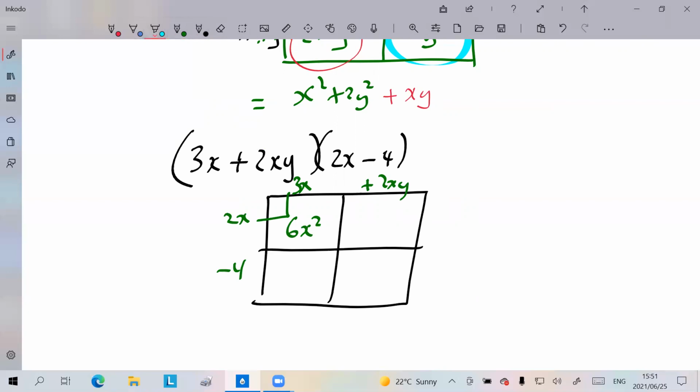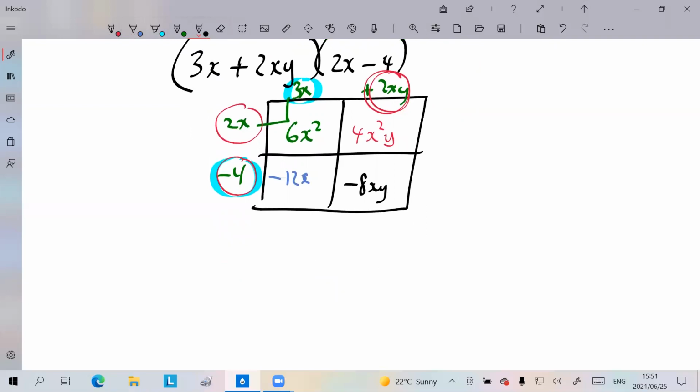3x times -4 is negative 12x. Then you're multiplying 2xy times 2x. 2 times 2 is 4. X times x is x squared because 1 plus 1 is 2. There's nothing to go with the y, so it's just y. And then the final step is multiplying the 2xy with a -4. So -4 times 2 is -8xy. There we go.